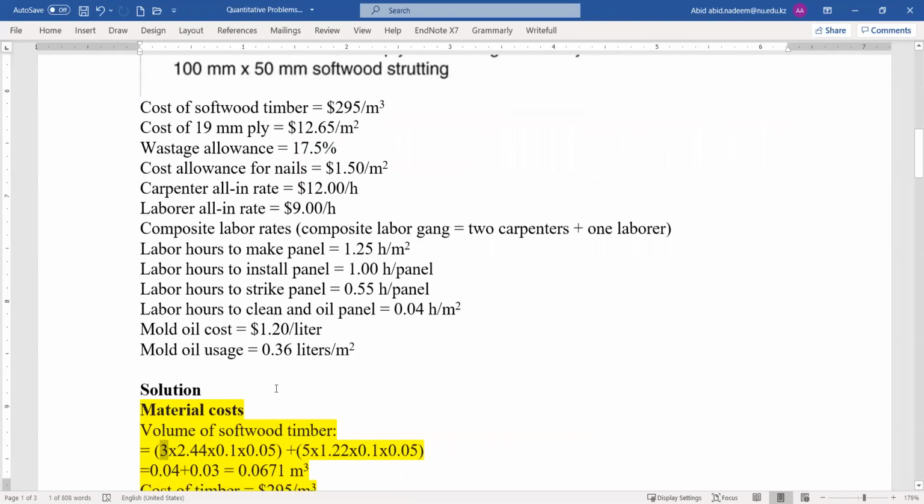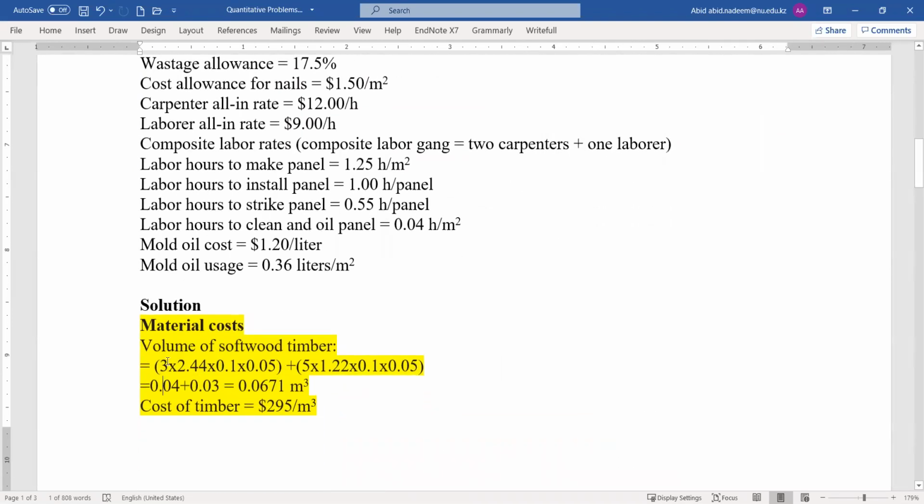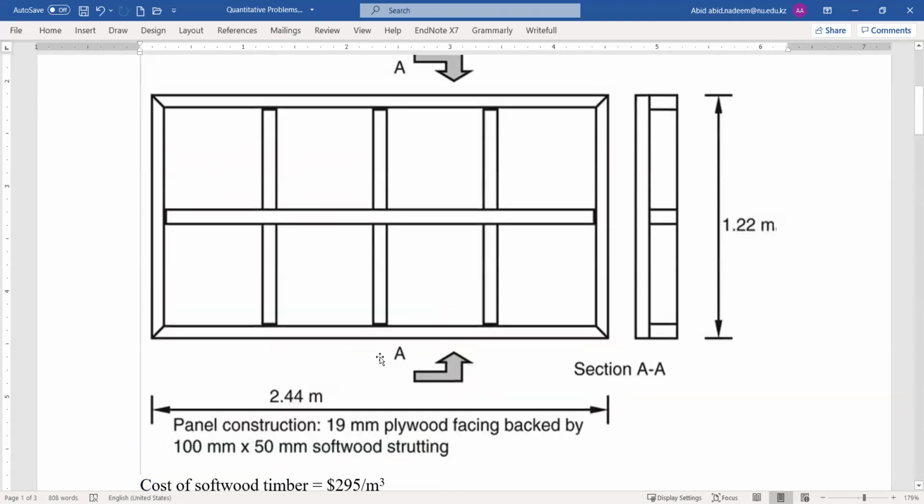Okay, so I have used only these figures. For example, 2.44 meter is the length, 0.1 meter is the width, and 0.05 meter is the thickness, and then I have multiplied by 3. And then the second one is 5 by 1.22 by 0.1 by 0.05.